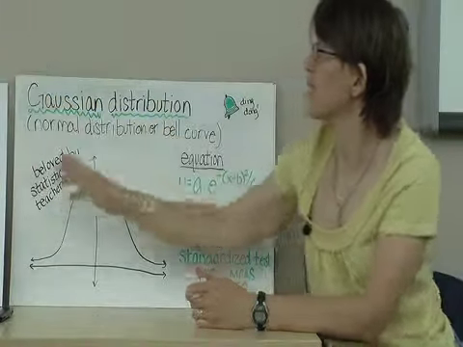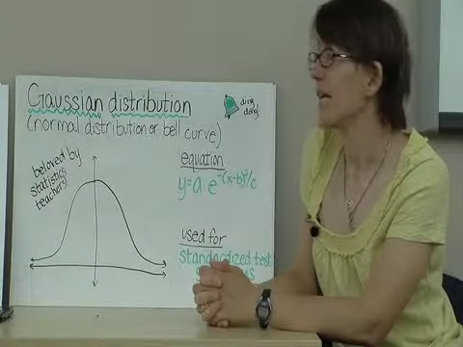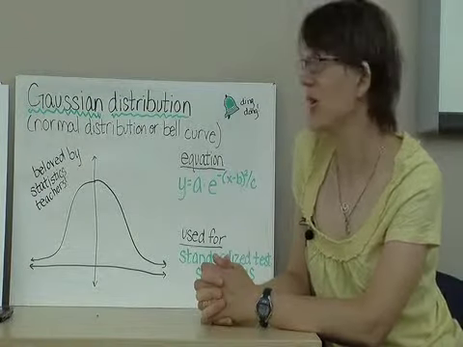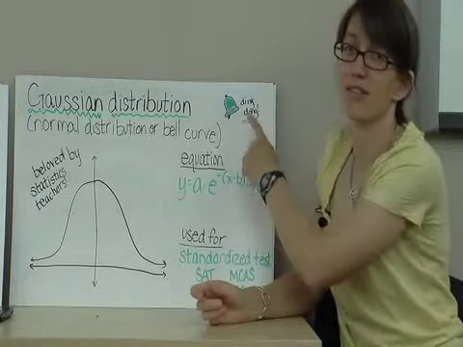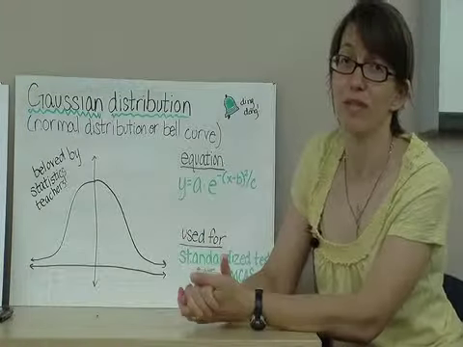Okay. So the Gaussian distribution is better known as the normal distribution or the bell curve. So here's my bell, ding dong. And this is beloved by statistics teachers.